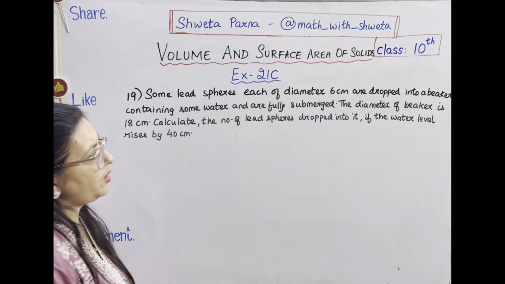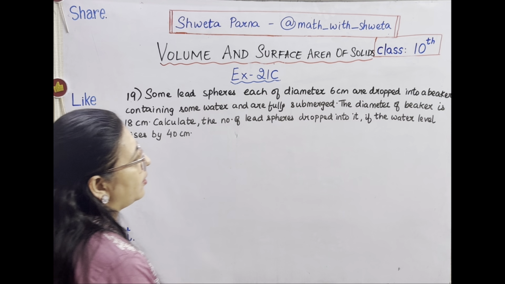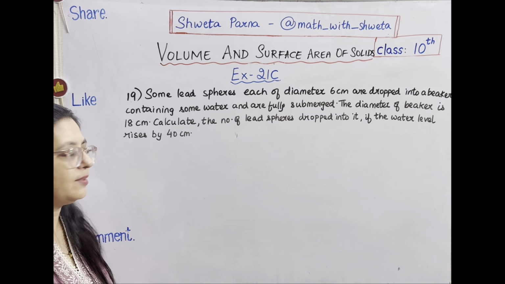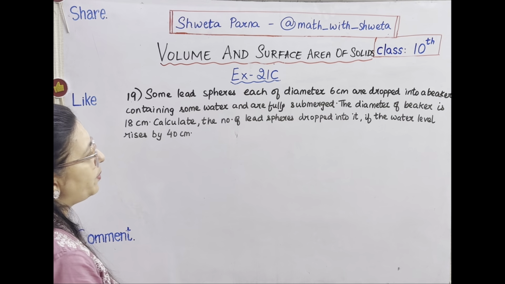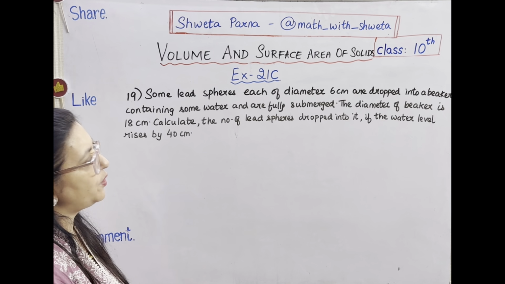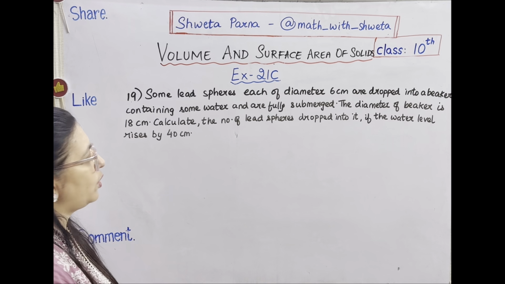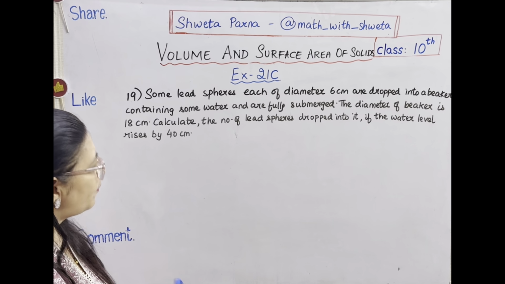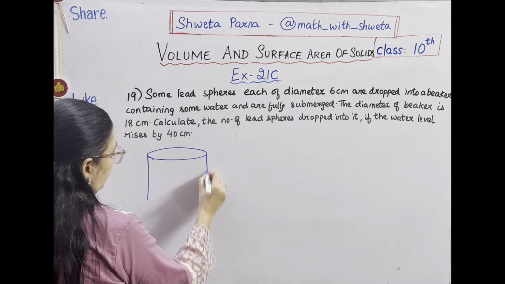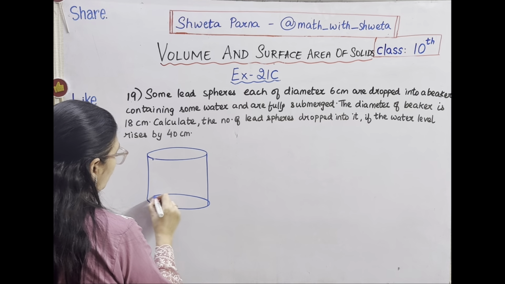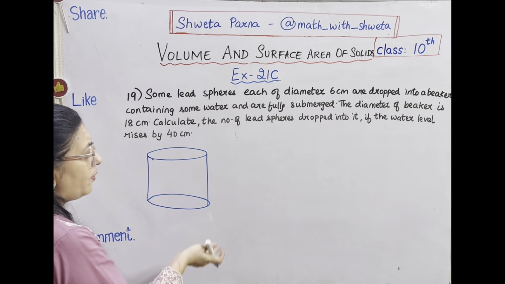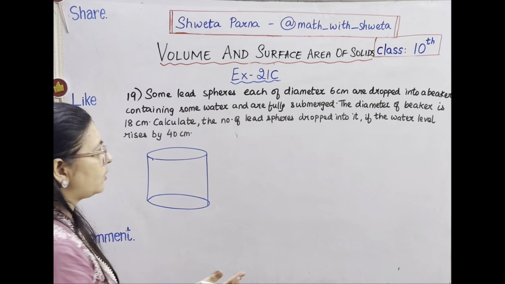Some lead spheres, each of diameter 6 centimeter, are dropped into a beaker which contains some water and they are fully submerged. The diameter of the beaker is 18 centimeter. Calculate the number of lead spheres which are dropped into it if the water level rises by 40 centimeter. Let's draw this. So say this is a beaker. How did I come to know that it is cylindrical in shape? Diameter is given to you and the water level rises by this much. That is the height.